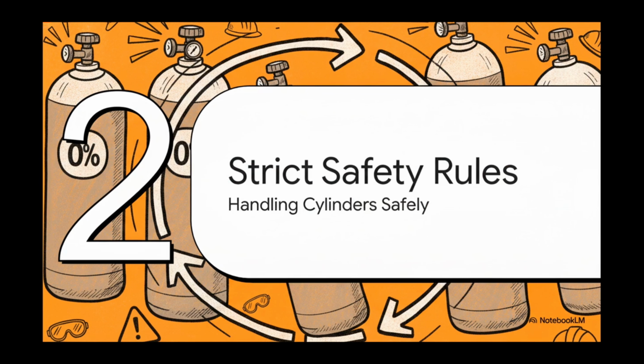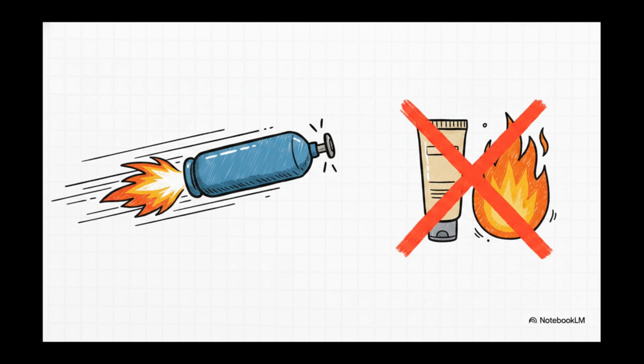Moving on to the strict safety rules for handling these cylinders safely. Before this equipment even gets close to a patient, we really have to look at the rules of engagement. These cylinders, they have to be secured at all times. Think about it. If a valve snaps off, that super heavy, highly pressurized tank essentially becomes a torpedo.